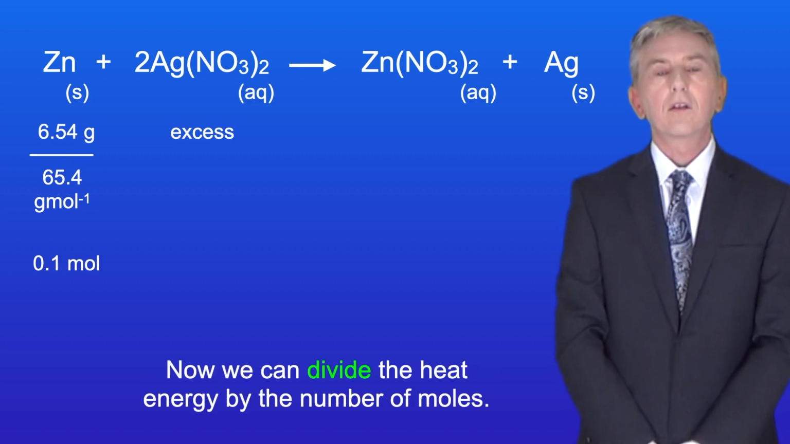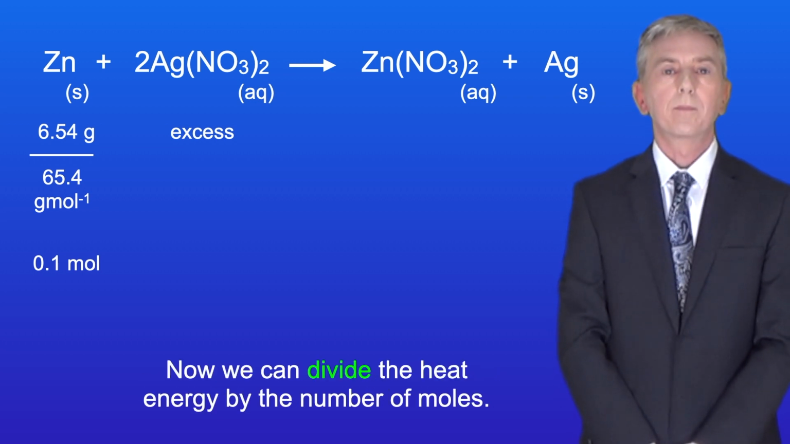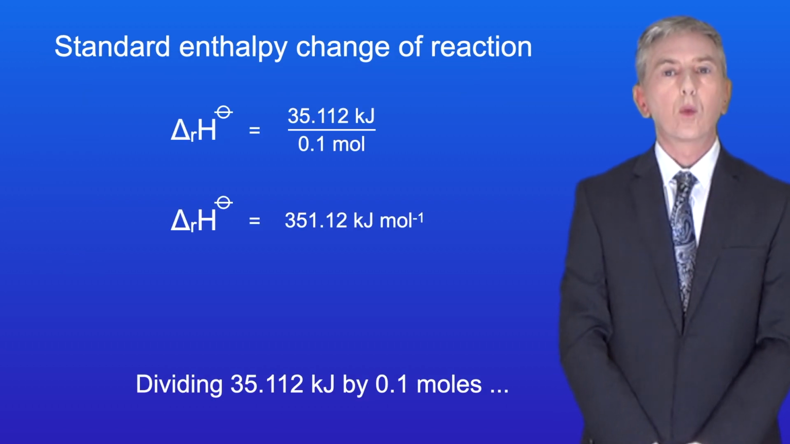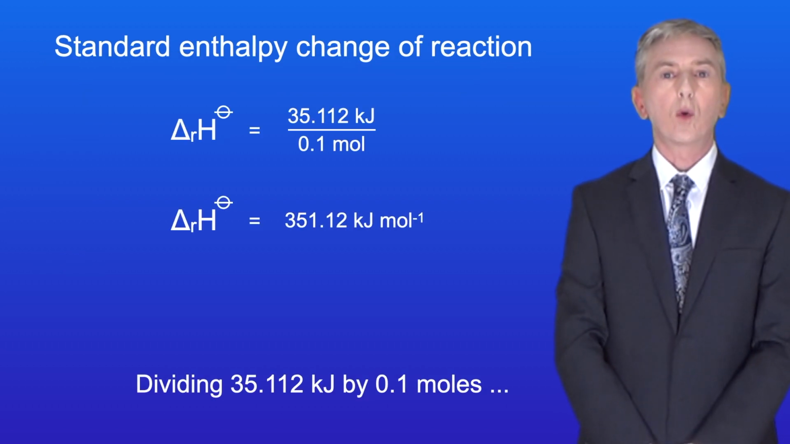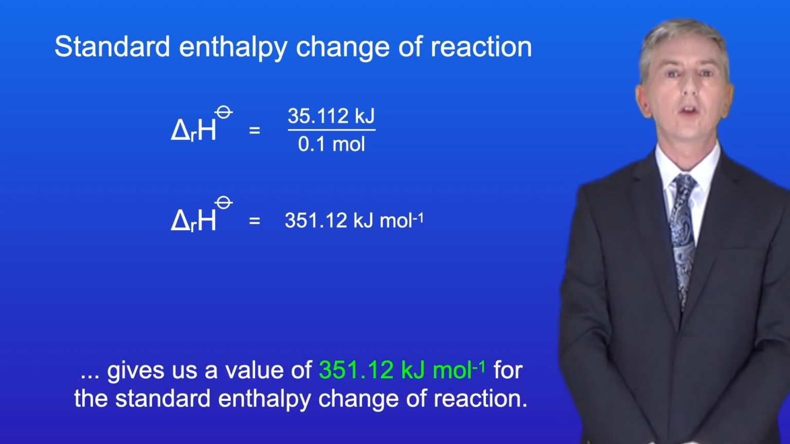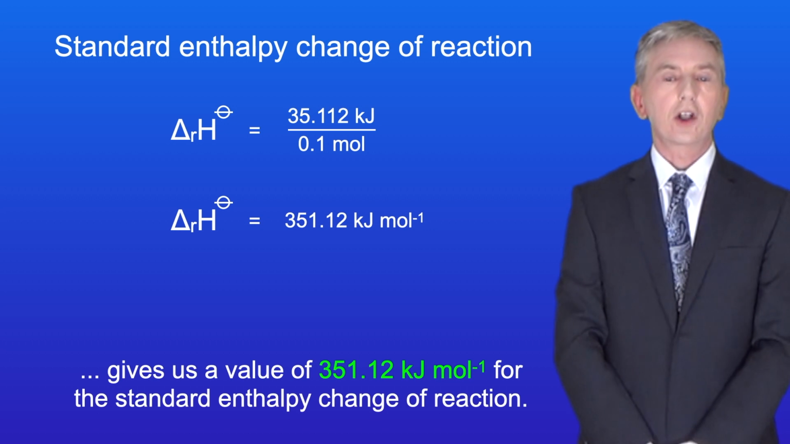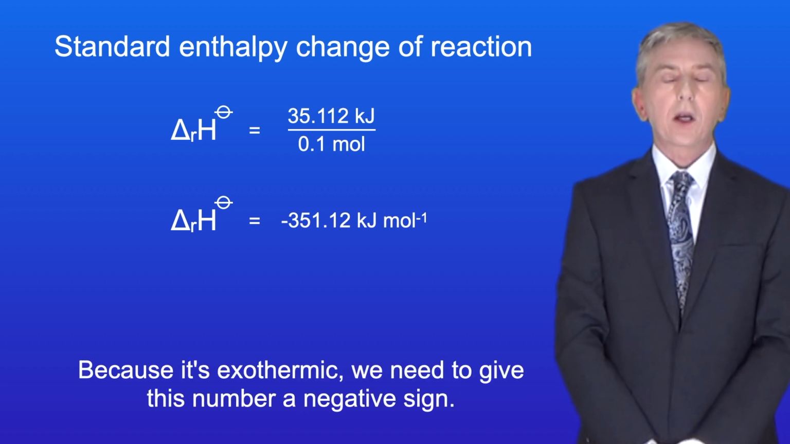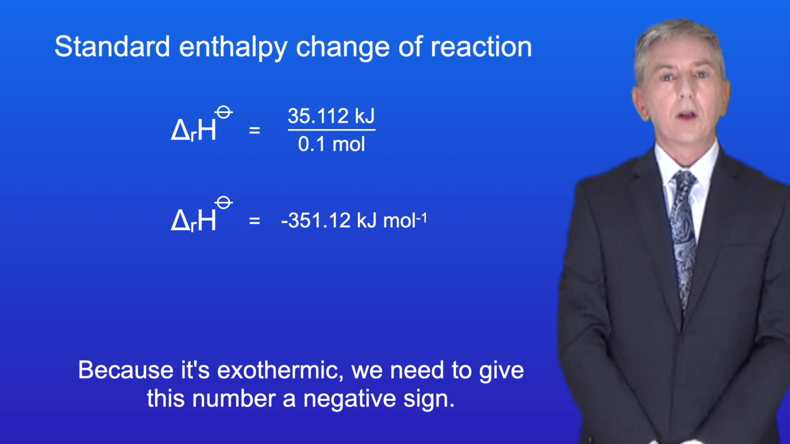Okay, so now we can divide the heat energy by the number of moles. Dividing 35.112 kilojoules by 0.1 moles gives us a value of 351.12 kilojoules per mole for the standard enthalpy change of reaction. And because it's exothermic, we need to give this number a negative sign.